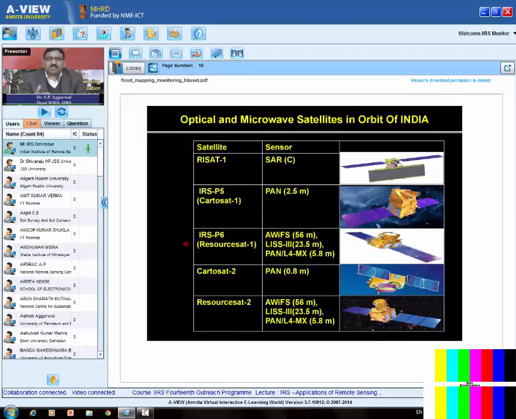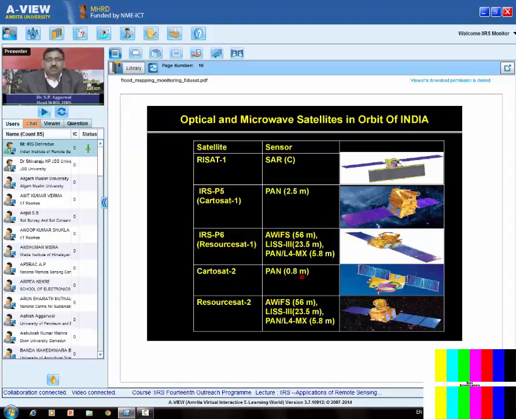Now, some satellites I have of course listed. Resat 1 was launched. It is basically C-band, and it is very good when there is cloud. We have Cartosat 1 with 2.5 meter. We have ResourceSat 1, AWiFS 56 meter, LISS-III 23.5 meter. Then we have LISS-IV with the 5.8 meter multispectral. Then we have Cartosat 2 with panchromatic data of 0.8 meter, 80 centimeter.